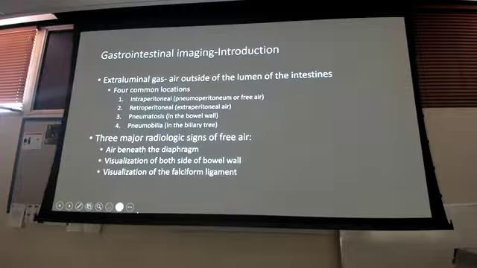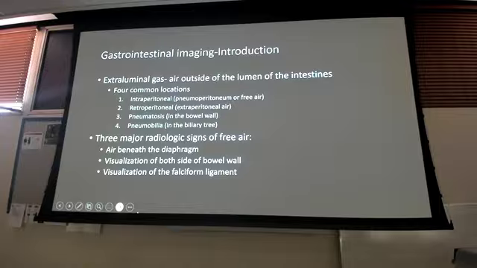Okay. All right, so let's look at free air, right? Let's see what we can do. So there's 4 common areas we're going to look, right? Intraperitoneal, retroperitoneal, pneumatosis, pneumobilia. We're going to look at all these things, all right? 3 major radiological signs of free air. 3 major signs. Can you see air beneath the diaphragm?